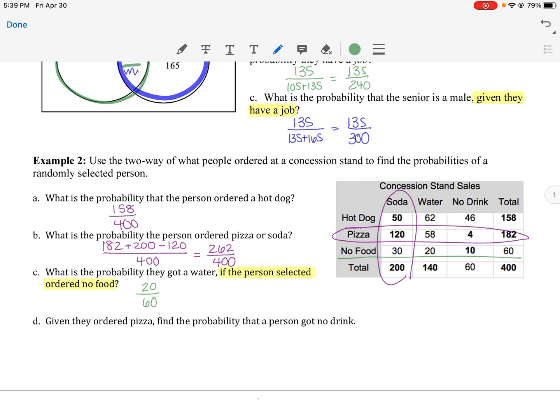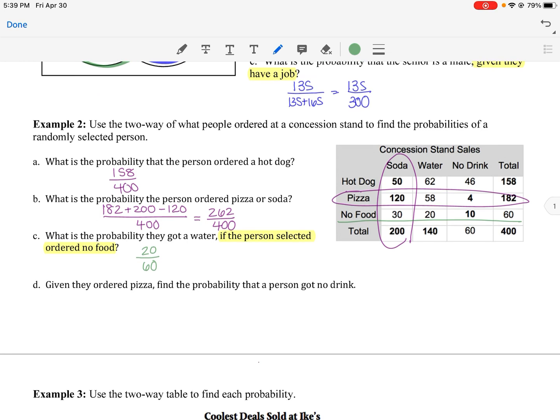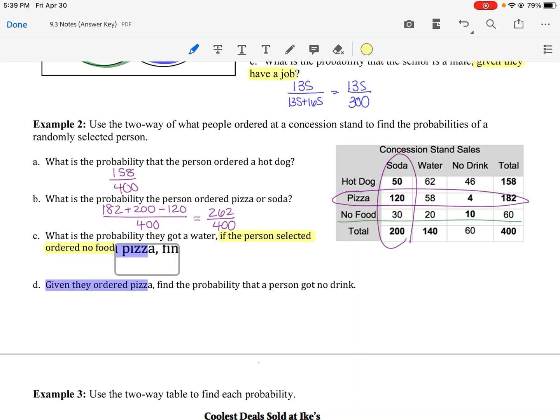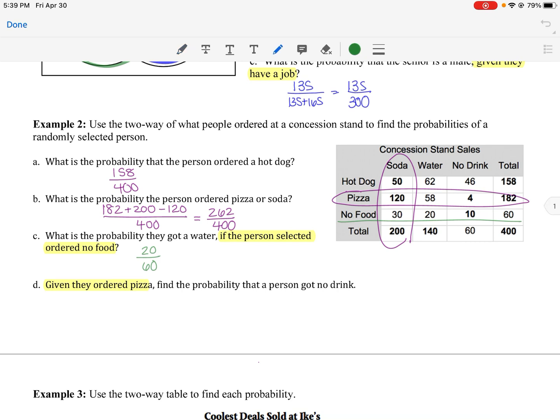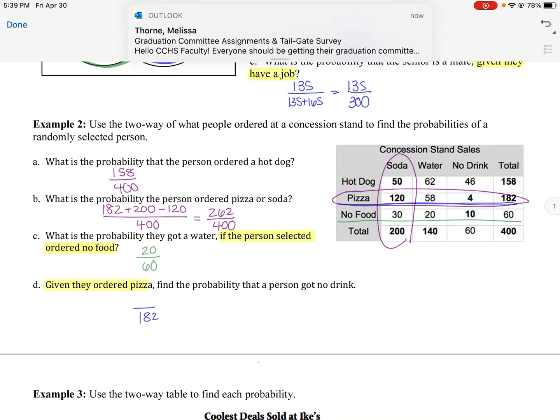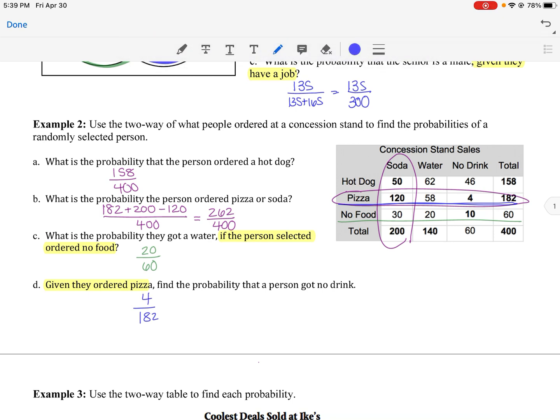Okay, so you can think about this as over the total of no food. Whereas this one, when it says given they ordered a pizza, we're just looking at the total of people who got pizzas. So in this case, we're looking at the total of 182, and the probability they got no drink, there's only 4 out of 182.